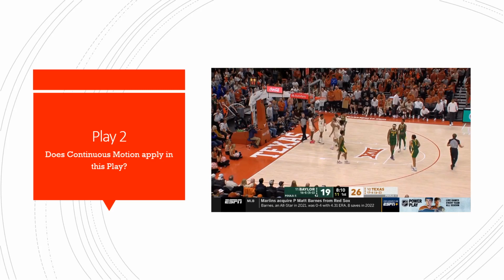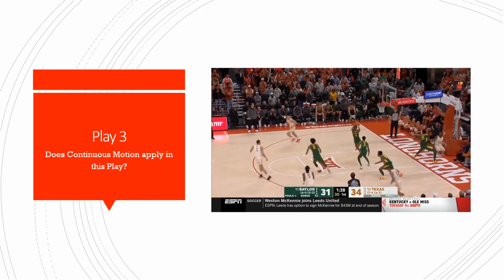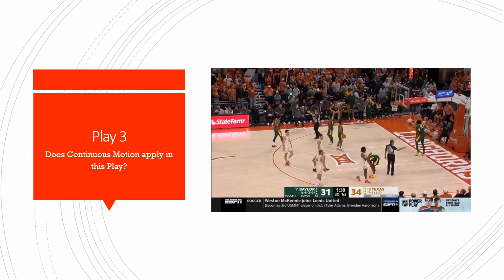Let's look at the next play. So there's the source, Franny. Inside, and they get a John Woodall with the foul as Jabari Rice.